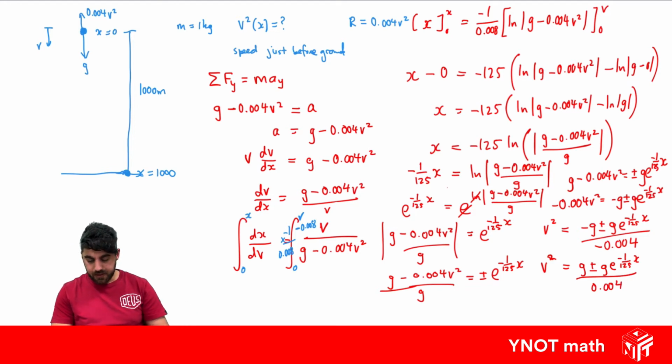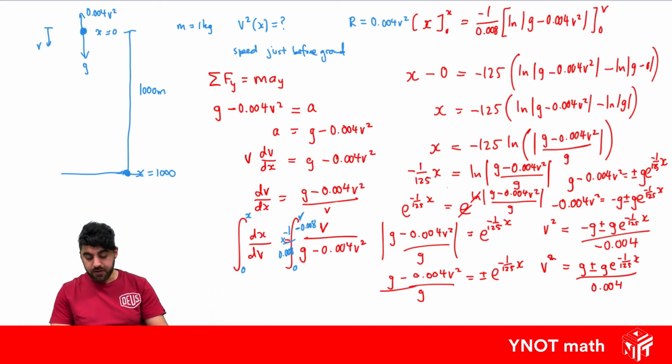And now we need to figure out which case we need. So when x equals 0, v also equals 0. Plugging in x equals 0, we get e to the 0, which is 1, and we get g plus or minus g all over 0.004. We need this to be 0, so we need to take the negative case to make the numerator 0.